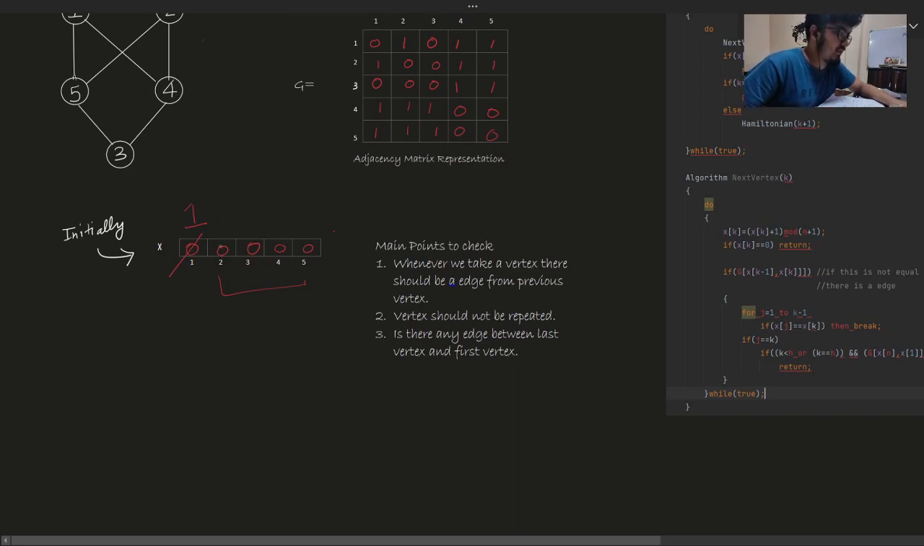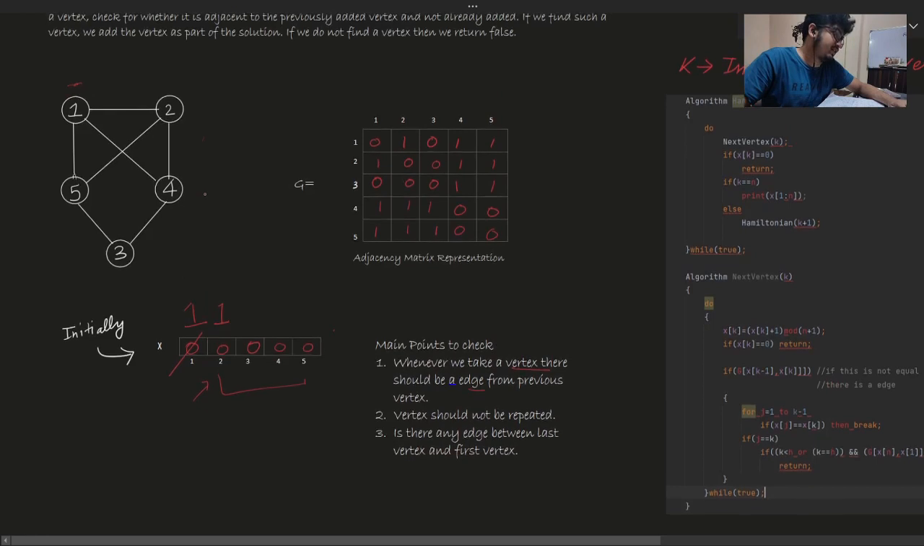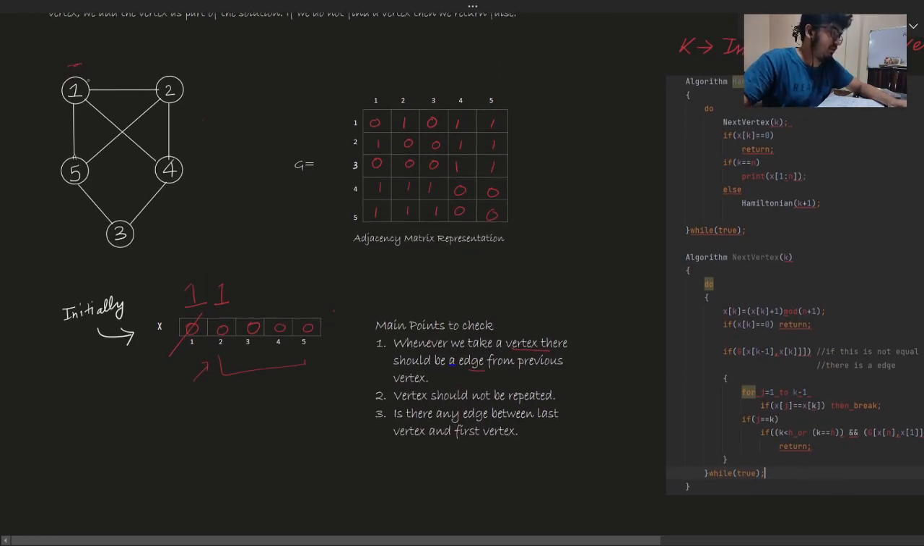In 2, this is the second index, we have 0. Then we will add a vertex to 1. And when we check, where there is a vertex, is there an edge from the previous vertex? Is there any edge between 1 and 1? No, we don't have any edge.